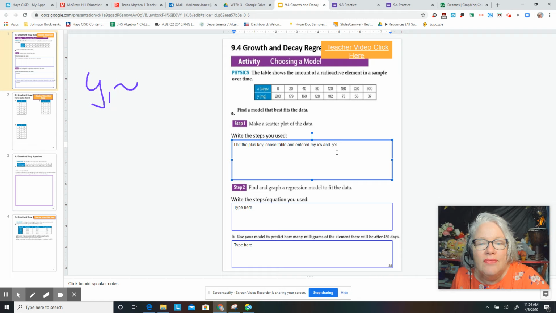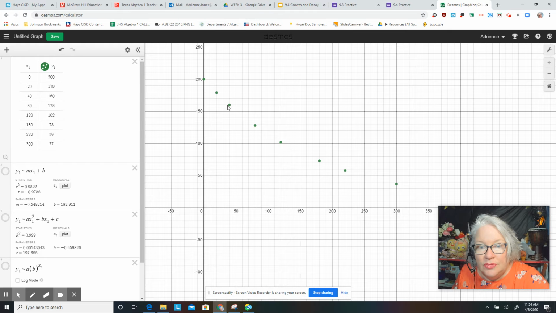Step 2, find the graph of a regression model to fit the data. Write the steps/equation you used. All right, here's our y1 tilde part. Looking at these, does it look like they're in a straight line? I don't know. But right here, I typed in the linear regression model. How do I know it's linear? There is no square on my x, and my x is not an exponent. So those are the 3 functions we've used so far.